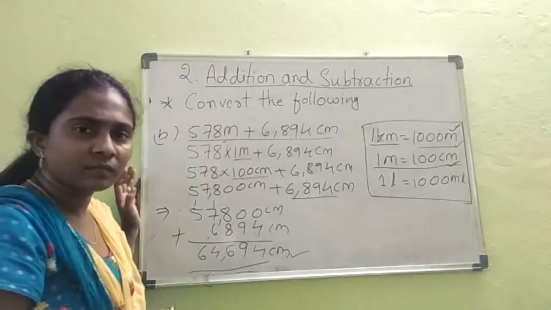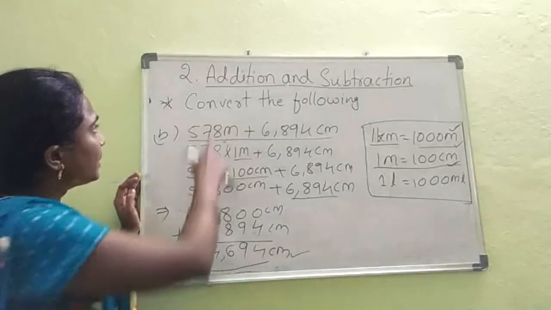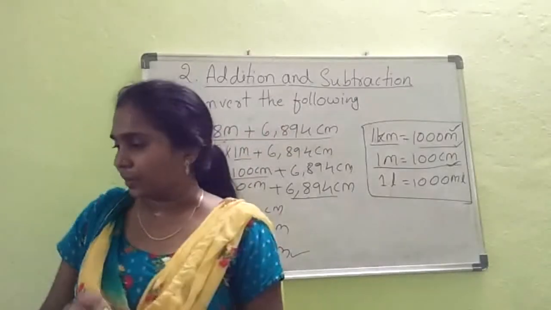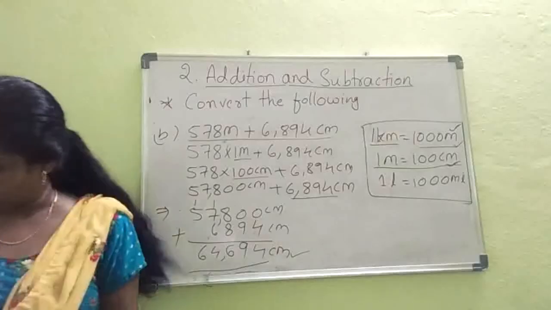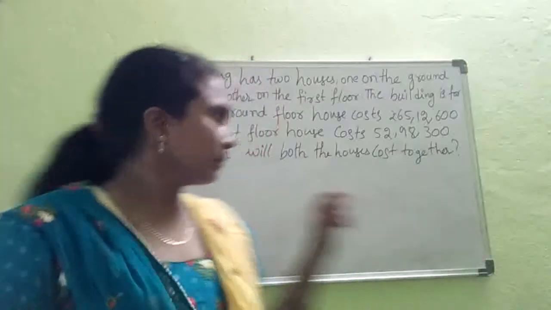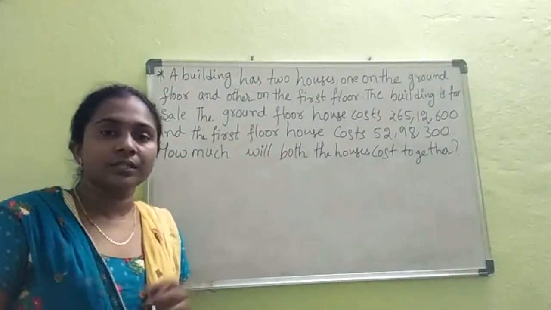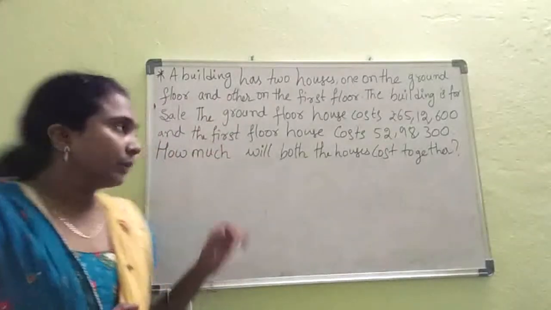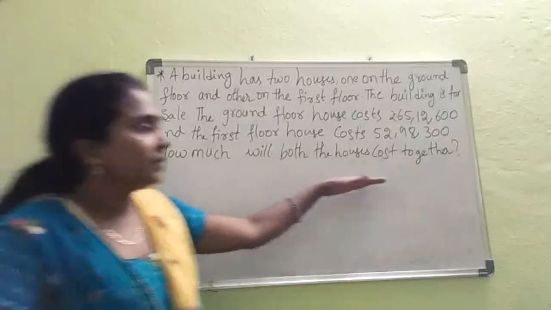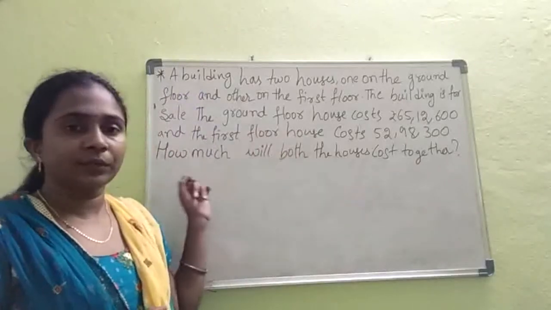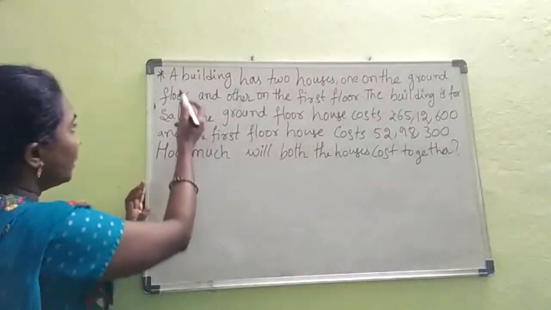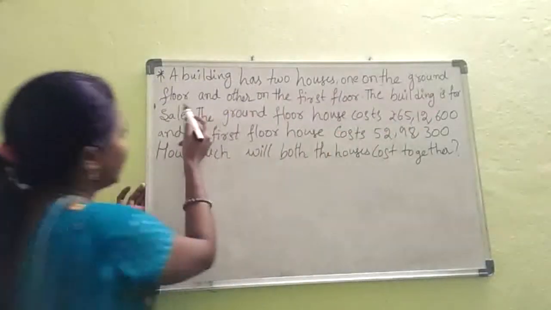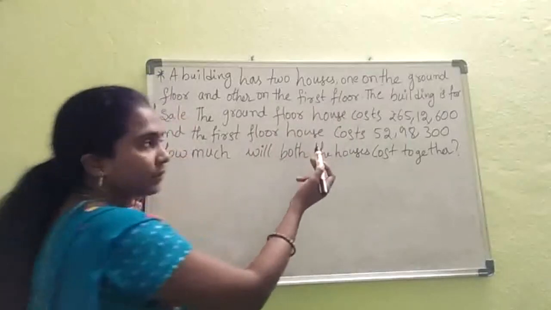What is the next? That is, based on addition, we'll solve the word problem, okay? Now, based on addition concept, we'll solve the word problem, right? Now, I'm going to read this word problem, then we'll solve this problem, okay? Listen. A building has 2 houses, one on the ground floor and other on the first floor.